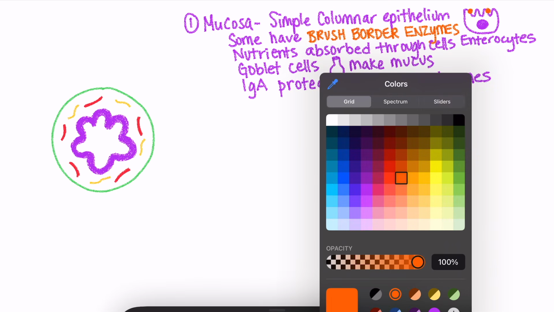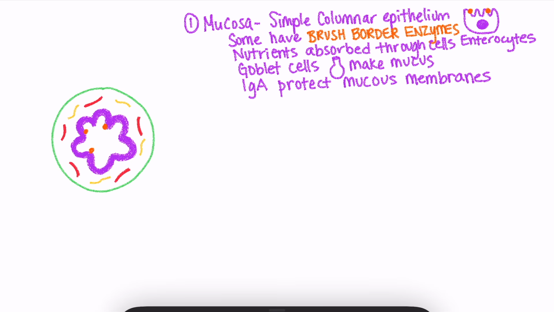Let's go ahead and add some brush border enzymes onto this mucosa lining, so you remember that these are enterocytes that have these on them. And we can put some amino acids and some fatty acids and some monosaccharides. These are the nutrients that then can be absorbed into the capillaries, or if it's a fatty acid, into the lacteals, and if it's a monosaccharide, into a capillary. So we have different kinds of absorption there.